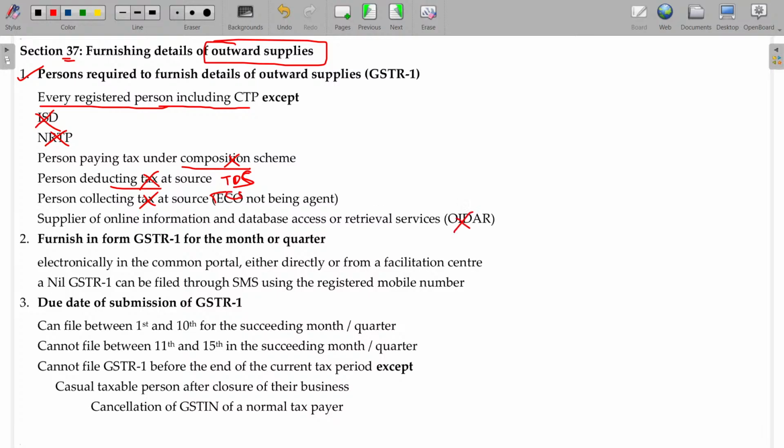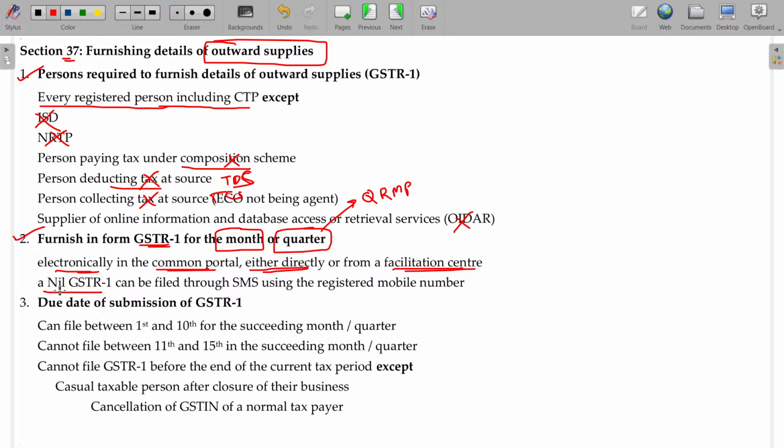Except these persons, all the registered persons should file the GSTR 1 including CTP, and furnish it in form GSTR 1 for the month in general. In case of QRMP scheme, quarterly once. Clear? Electronically in the common portal, either directly or from a facilitation center. Either you can fill it yourself or there may be some facilitation center. You can go to them and ask them to do the job for you.